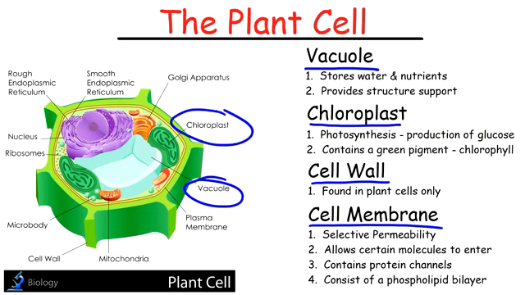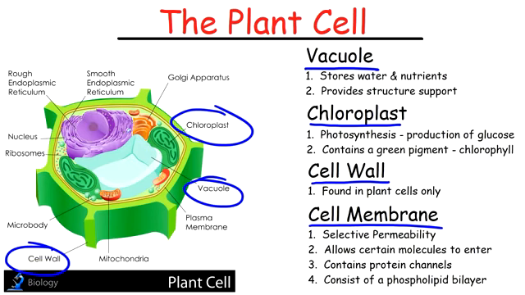Now, another organelle that's found in the plant cell, but not in an animal cell, is the chloroplast. Now, the chloroplast is green due to a pigment known as chlorophyll, which plays a role in photosynthesis. Photosynthesis is a process by which the plant takes sunlight, carbon dioxide, and water, and it produces glucose and oxygen gas. Another feature that's present in plant cells but not in animal cells is the presence of a cell wall.